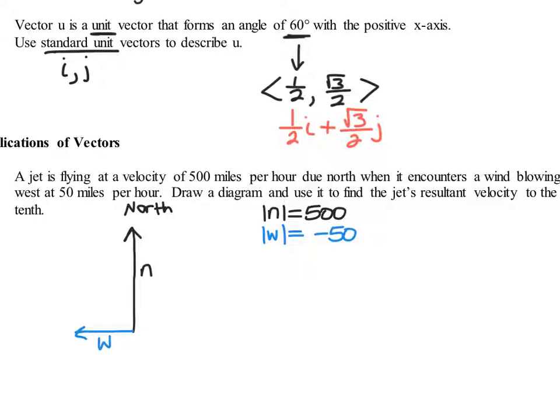All right, you can include the units now or later, but at some point they're going to be there. Draw a diagram and use it to find the jet's resultant velocity to the nearest tenth. All right, so instinct is something that you probably want to fight here, because we didn't just spend all this time learning about vectors to draw a hypotenuse and use the Pythagorean theorem.